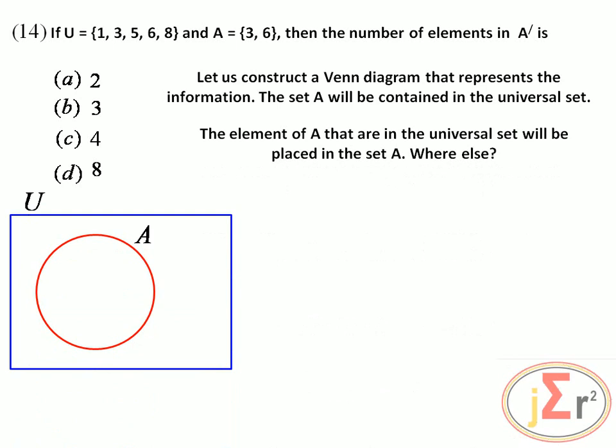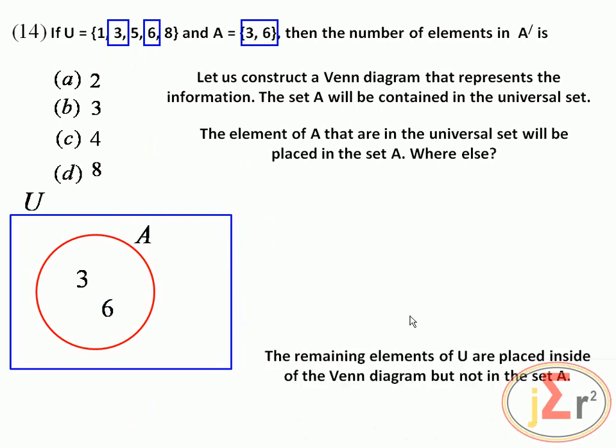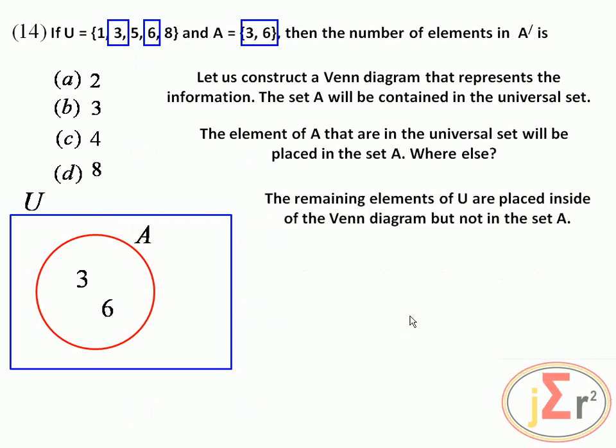The elements of A that are in the universal set will be placed in the set A. Where else? So these are the elements that are in A. 3, 6, they are placed inside of A. The remaining elements of U are placed inside of the Venn diagram, but not in the set A. They are 1, 5, and 8.